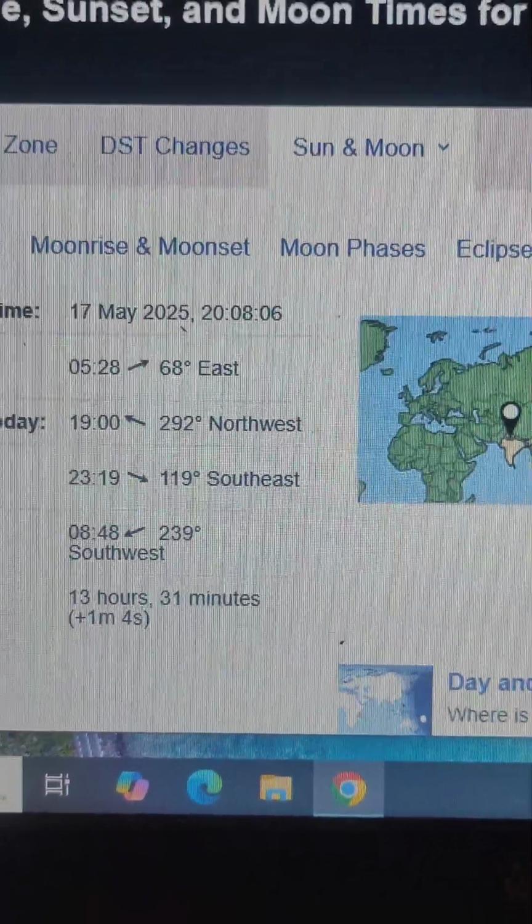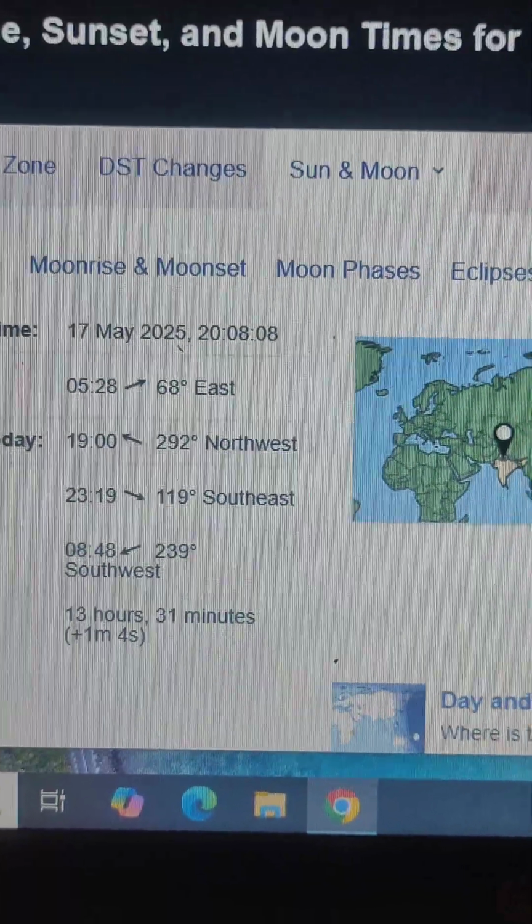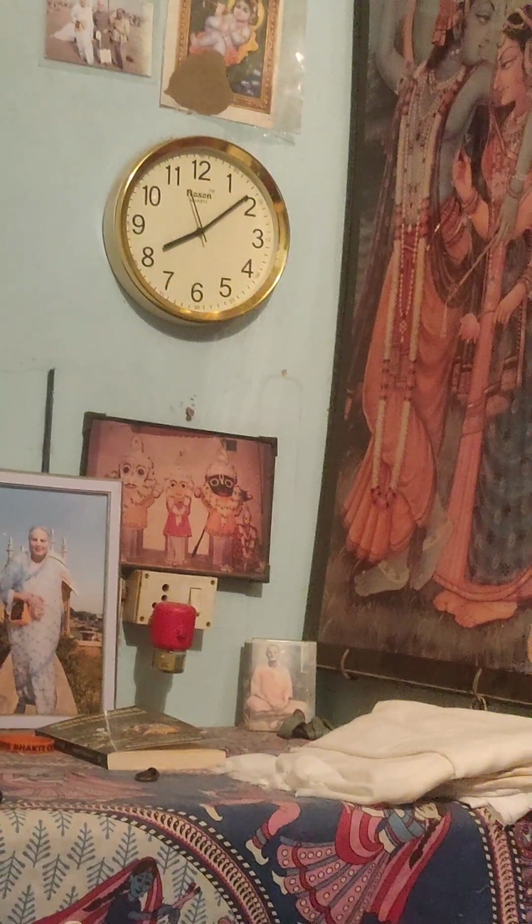That's about 8:24. So I will now see, let's see my little old clock right up there. 8:10. So I'll offer my little prasadam to my deities and then eat.